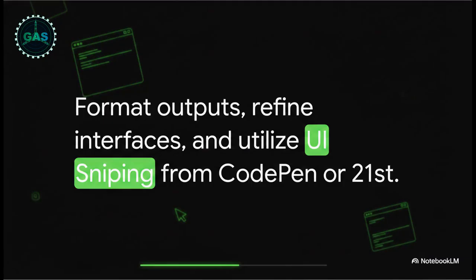Step 4 is S for stylize. Because let's be real, an app that works is great, but nobody wants to use something that looks like it was built in 1998. This is where you format rich outputs and refine your UI and UX components. You actually use a technique called UI sniping, literally grabbing gorgeous pre-built code components from open libraries like CodePen or 21st and just dropping them straight into your front end. These libraries act like a high-end visual wardrobe for your AI to dress the application in. The goal here is a completely frictionless experience where the user doesn't have to overthink the interface for even a second.